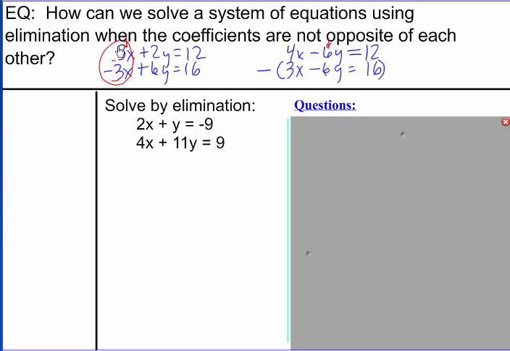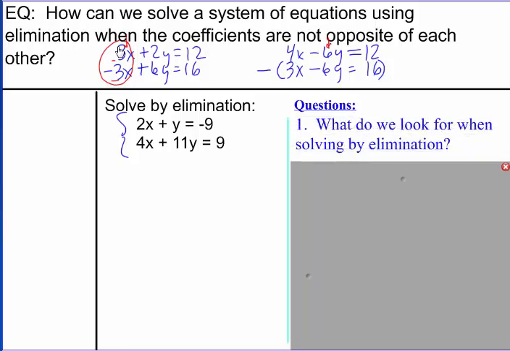Now what we're going to do is look at equations like the one you see here, in which case the numbers in front of the x and y variables are not the same and they're not opposite of each other. So then how would we solve something like that? I have some questions over here for you to think about.